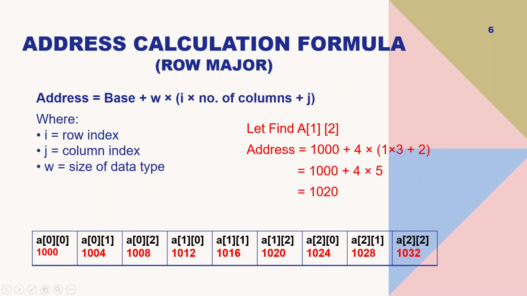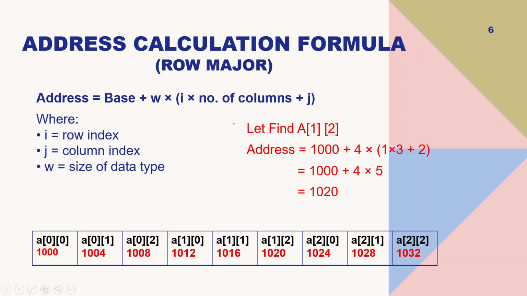Now let us find the address of A[1][2]. That means row index I is equal to 1 and column index J is equal to 2. Assume that the base address is 1000, the number of columns is 3, and the size of the data type is 4. Now substitute these values into the formula: 1000 plus 4 into (1 into 3 plus 2).